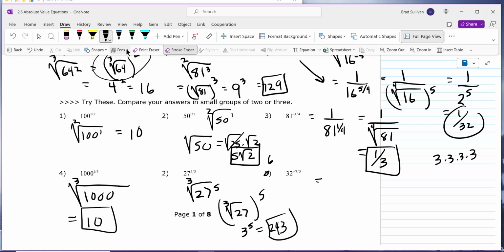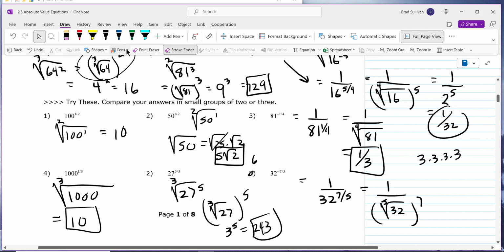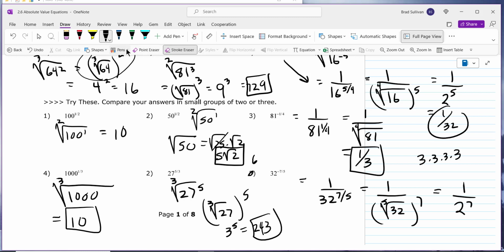And then this next one, you would have 1 over 32 to the 7/5. Get your exponent positive. The best way to do this is do the 5th root of 32 and then raise it to the 7th. It's just a better order to do it that way. So this one would end up giving 1 over 2 to the 7th. And what's 2 to the 7th? 128, I think. You do it on the calculator. So that would give 1 over 128. Okay, that's it. So you guys did pretty good.